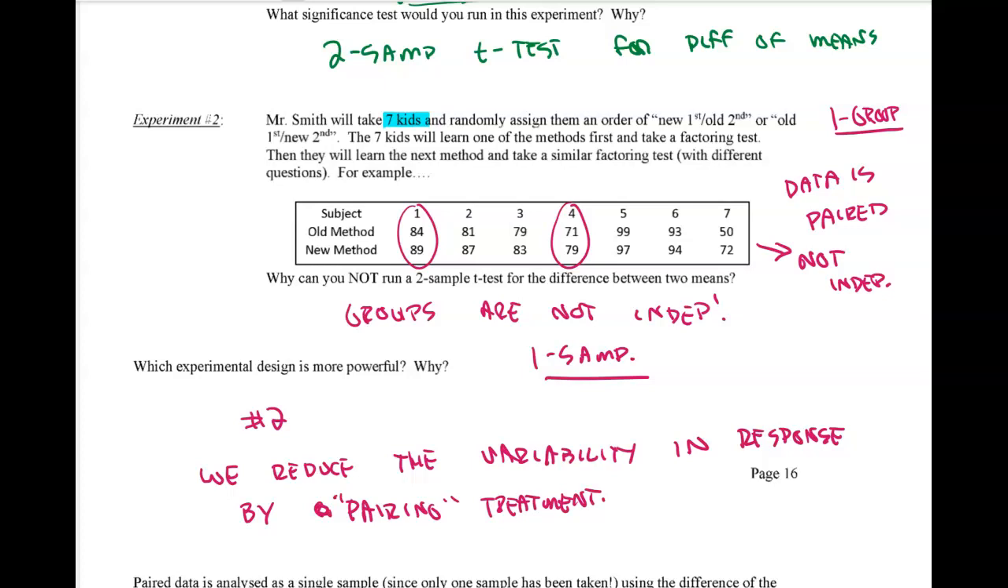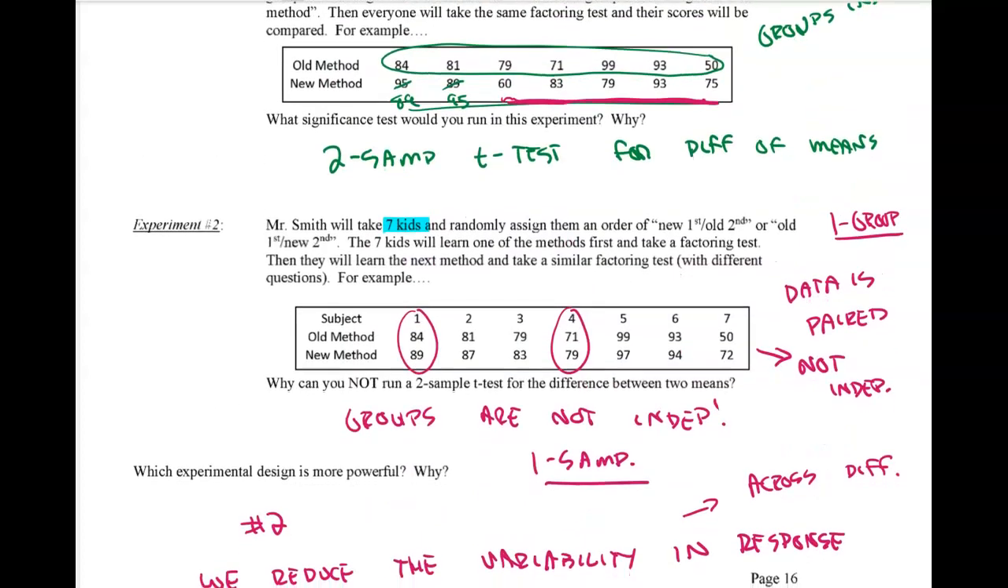We reduce the variability in individual students. I'm sorry, I'm fumbling with it. We reduce the variability across different students. I'm sorry, I'm not the best at wording these types of things. I tried to explain it up here, right?